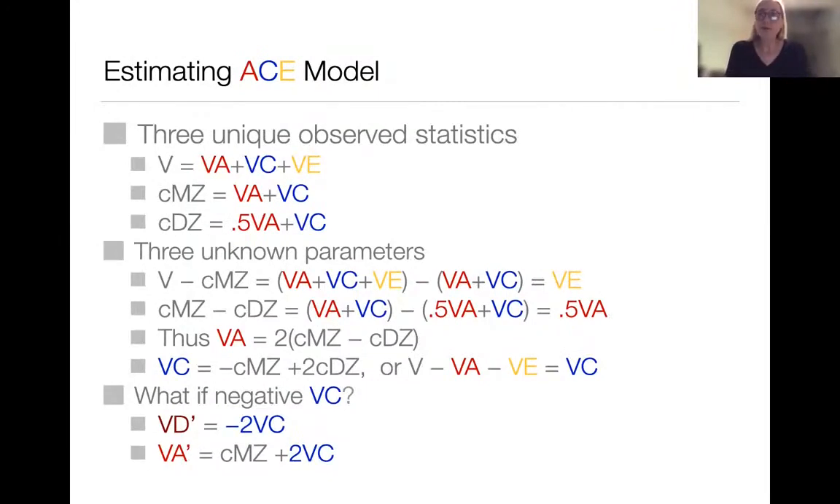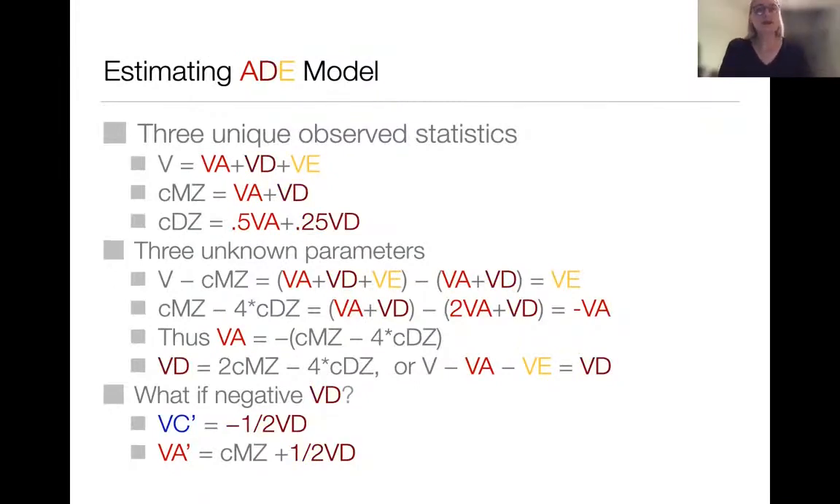However, alternatively, if the DZ correlation is less than half the MZ correlation, then that might be more consistent with dominance genetic factors. And so it turns out that once you've estimated the C component, you can basically derive what the dominance component would be in case the C component, the VC component, is negative. And so dominance here can be estimated as minus twice the shared environmental variance component. And then we can also calculate what the corresponding VA would be under an ADE model.